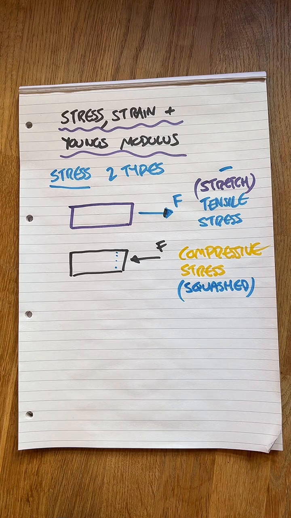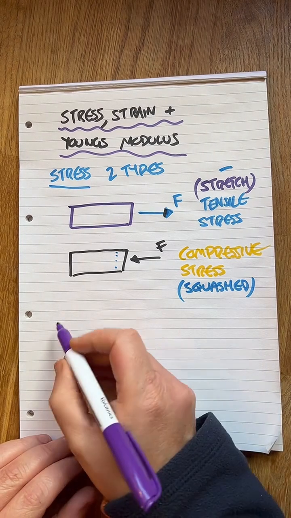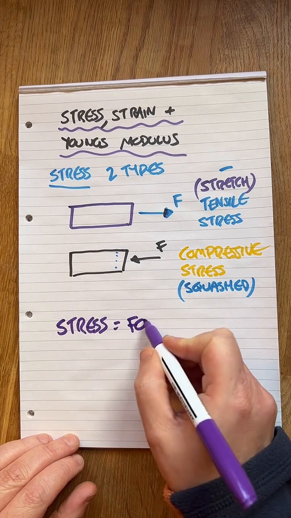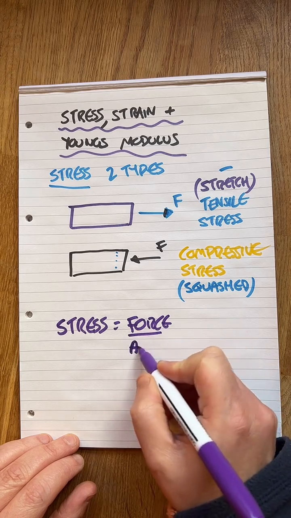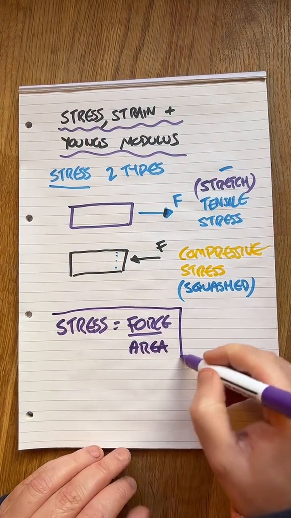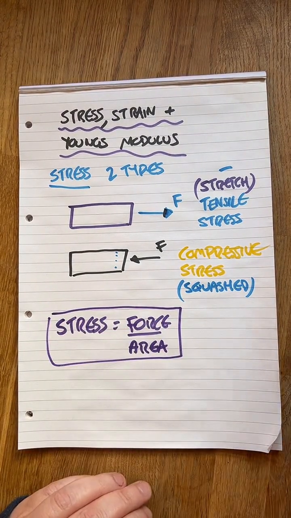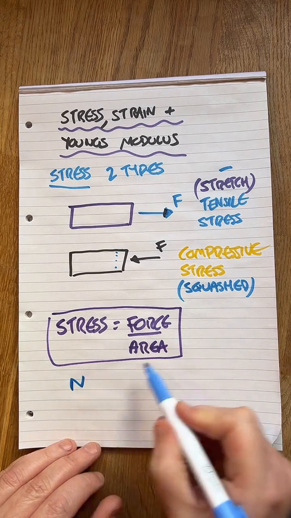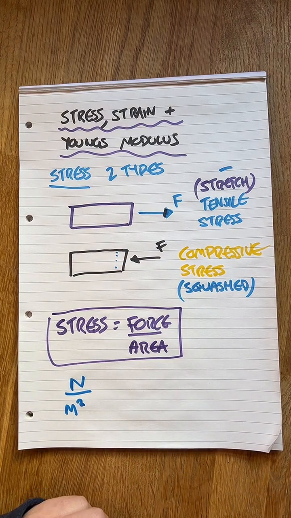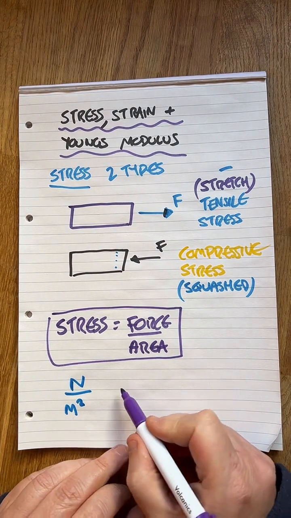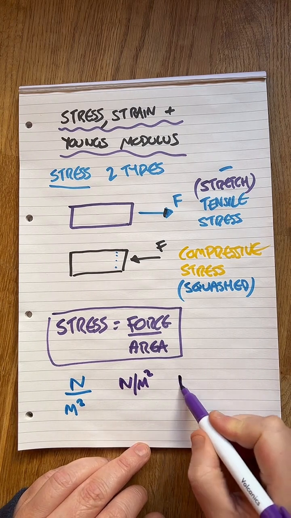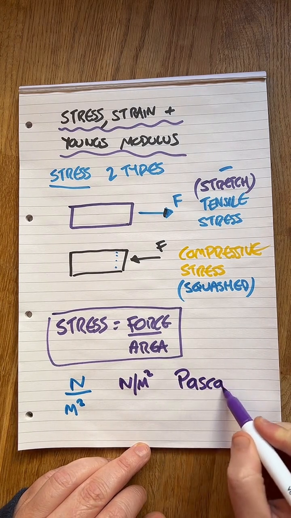So the formula for stress, because there's always a formula. Stress for us is force divided by area. You should all know what a force is. You should all know what area is. That's our stress. Keep it simple for now. Force is measured in newtons and area is measured in meters squared. Might be different here in America. So the unit of stress, there's a few, is newtons per meter squared. It can also be called a Pascal, Pa for Pascal.